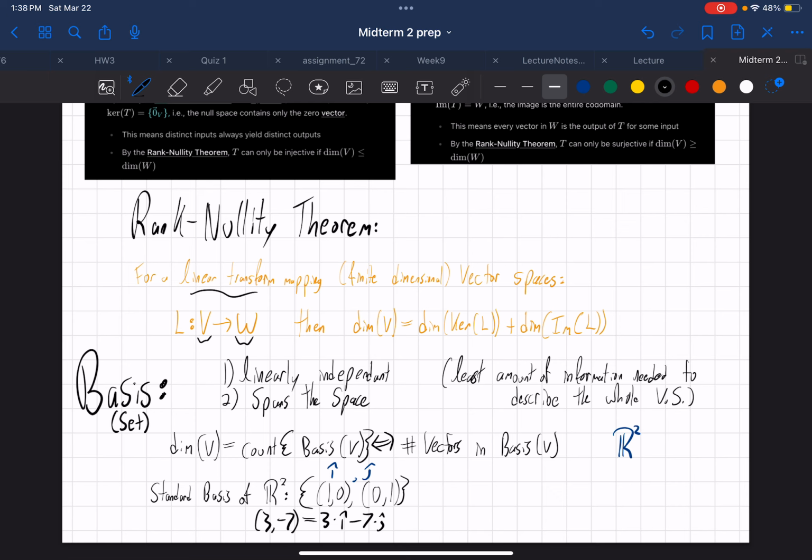Now, you can think of a basis as the minimal amount of information needed to represent the whole output space, or the whole space of your vector space in general. Now, the dimension of our vector space is simply how many things you have in your basis. So we have to be linearly independent and we have to span. You can have multiple bases, but they all must have the same number of vectors, or you wouldn't have your linear independence properties.